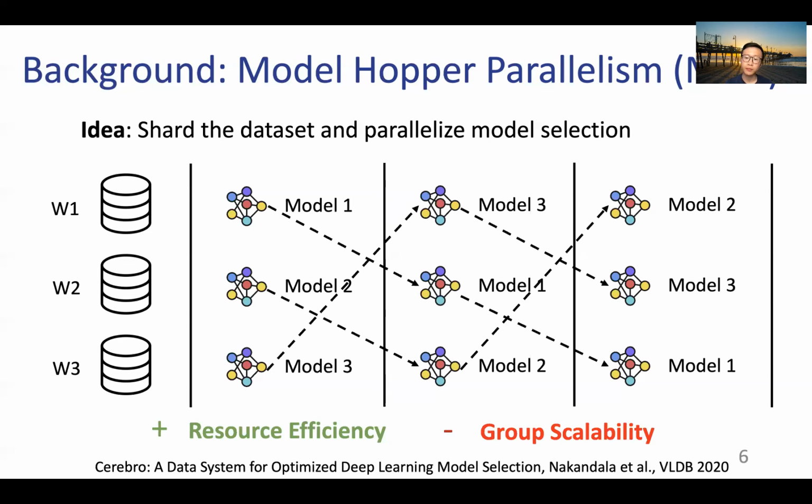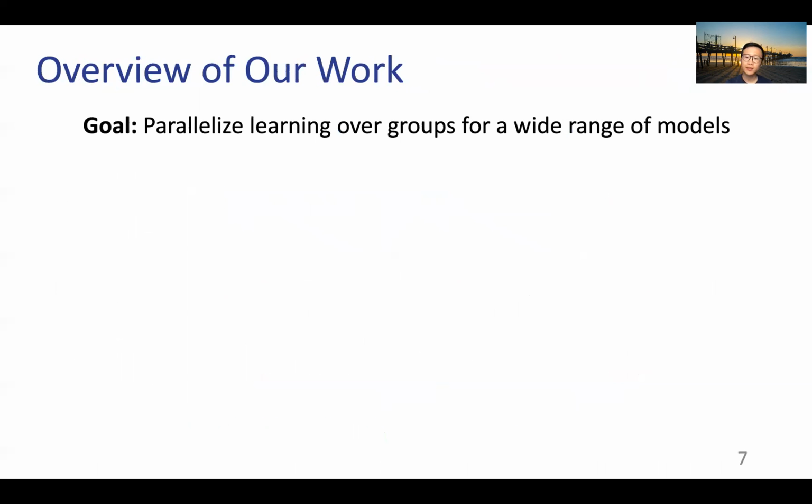But essentially, MOP is akin to DP in sharding datasets across all workers, which will not scale well with groups. It might be overkill for small groups, which would be better not sharded. The group scalability problem leads to our work. We wanted to parallelize learning over groups for a wide range of models.